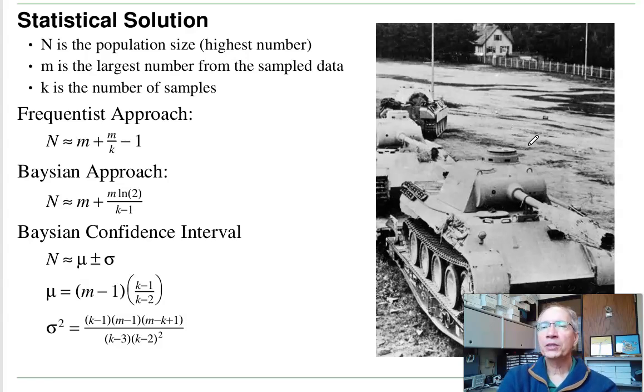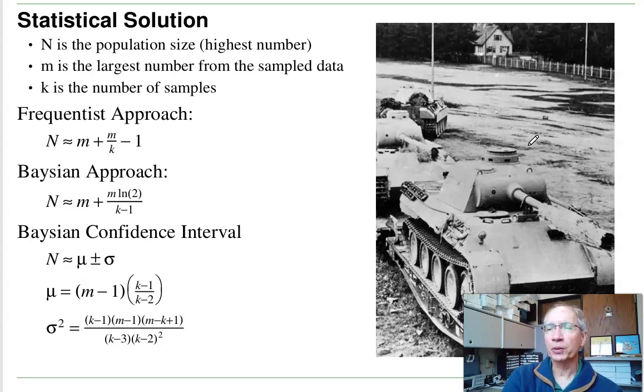Well, there's a couple ways to approach that. From a statistical standpoint, what they wound up doing is look at the number of tanks that you sample, K, the largest number that you have in that sample, M, and from that estimate N. And kind of three different approaches were used.